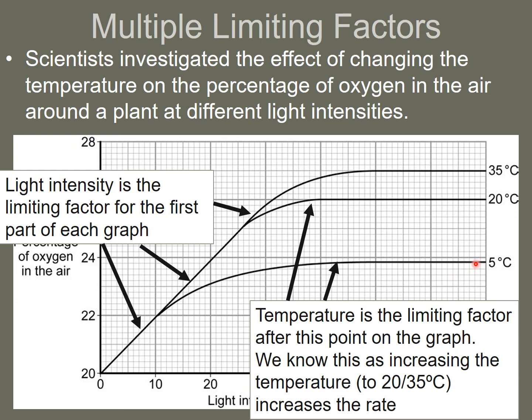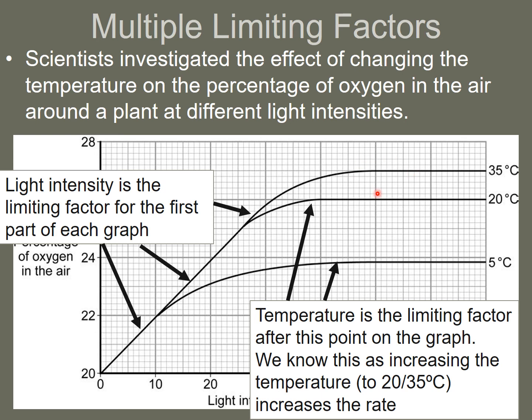So for the 5 and the 20 degree lines, we can say that the limiting factor with certainty is temperature, because when we increase the temperature we increase the rate of photosynthesis, because we can see that the line plateaus at a higher level.